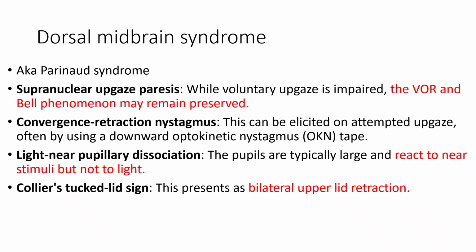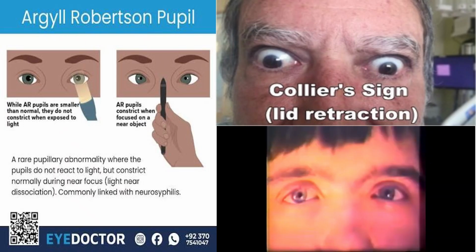Here we can see Argyll Robertson pupil, a rare pupillary abnormality where the pupils do not react to light but constrict normally during near focus, commonly linked with neurosyphilis. Second one is Collier's sign, lid retraction. Third one is saccades upward.